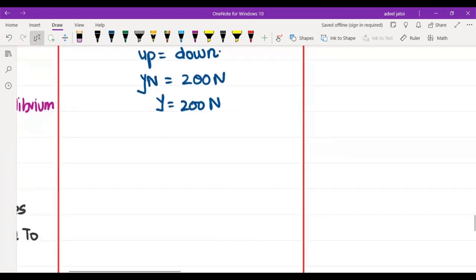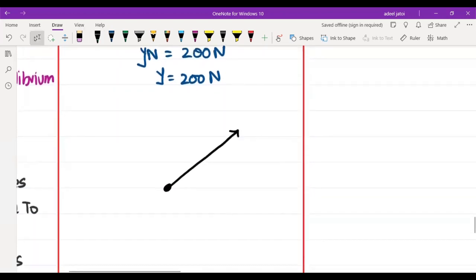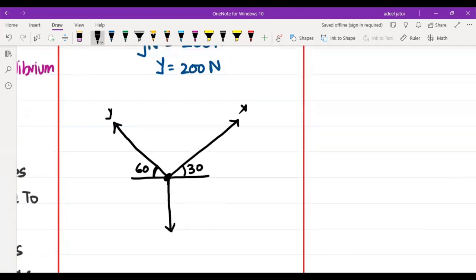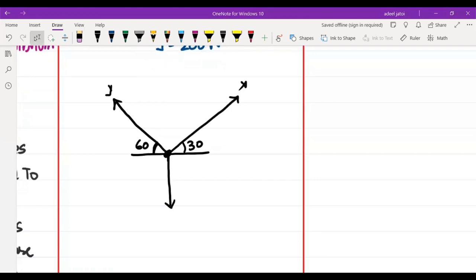Now let's take another type of example. Let's say that we have a force that is moving diagonally towards the right, and a force that is moving diagonally towards the left. Let's take this as y Newton and this as x Newton. There's an angle of 30 and an angle of 60. And there's a downward force as well of 200 Newton.